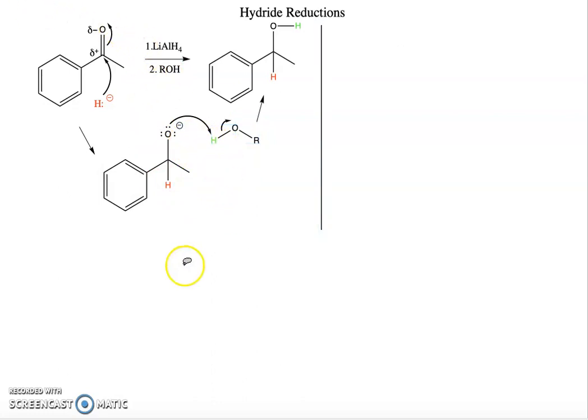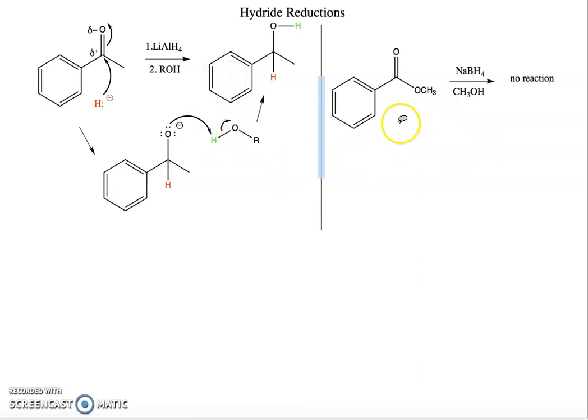Now there are some differences in what you can use lithium aluminum hydride and sodium borohydride for, particularly when it comes to the reduction of esters. Esters are less reactive, so if you try to use sodium borohydride to reduce an ester, most of the time it will just sit there and laugh at you and you'll get no reaction. So you need to use a more reactive reagent like lithium aluminum hydride to reduce these esters.